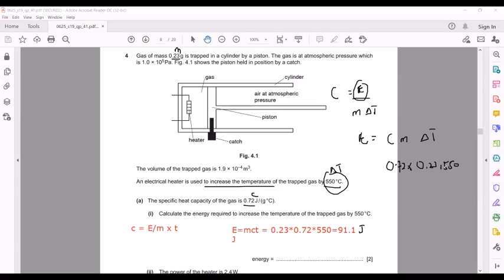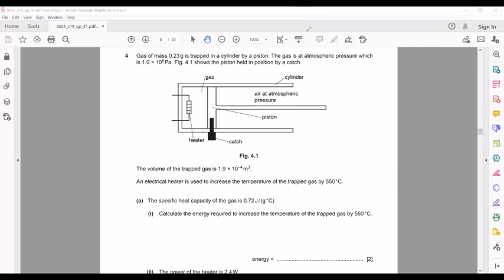When you multiply all these factors, you will get 91.08, which is 91.1 joules. This is the energy which is used to increase the temperature of a gas of mass 0.23 trapped in this cylinder.